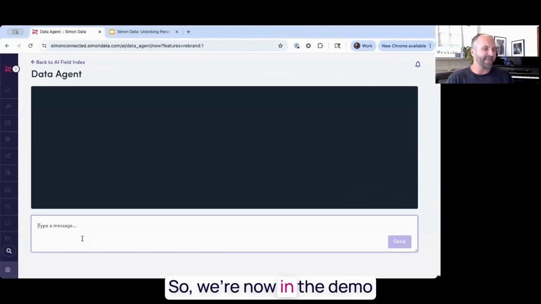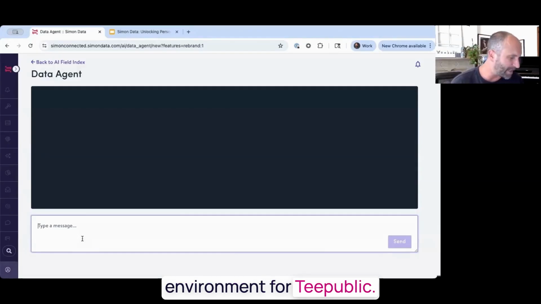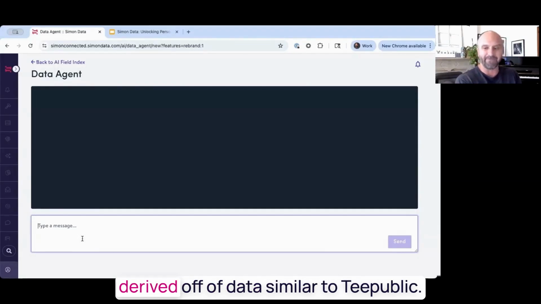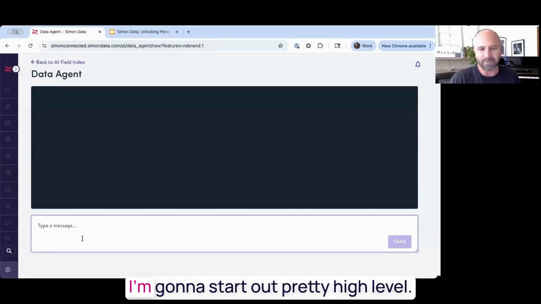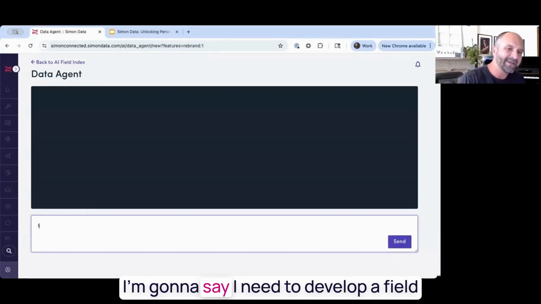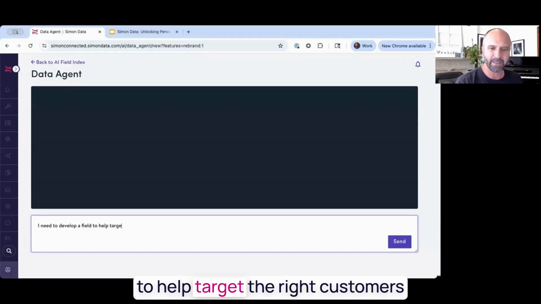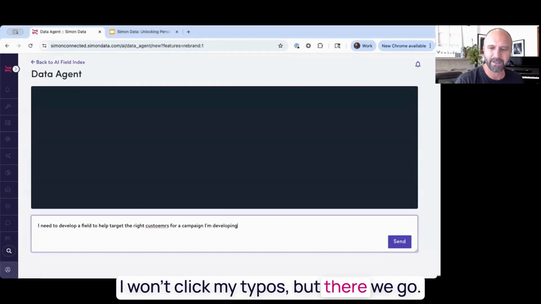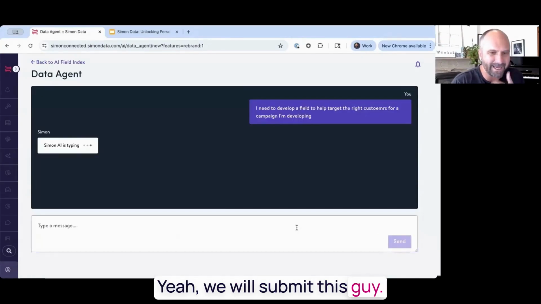Okay, so we're now in the demo environment for Teepublic. As a full disclaimer, the actual data that you'll see today is fake data that's derived off of data similar to Teepublic. So I'm going to start out pretty high level. I'm going to say I need to develop a field to help target the right customers for a campaign I'm developing. I won't fix my typos, but there we go. Yeah, we'll submit this.